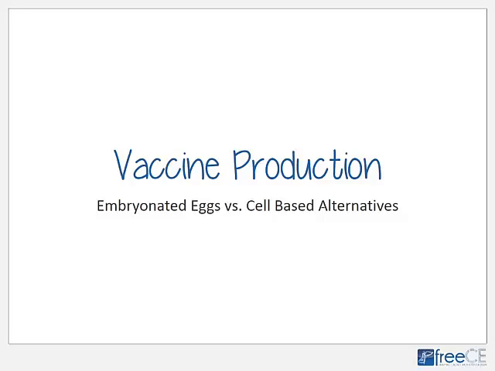Traditionally, our influenza vaccines have been produced in embryonated eggs, and so that's the reason for the egg allergy discussion. The embryonated hen's eggs have been effective and used for years, but they have several downsides, which is why the cell-based alternatives have come into being.